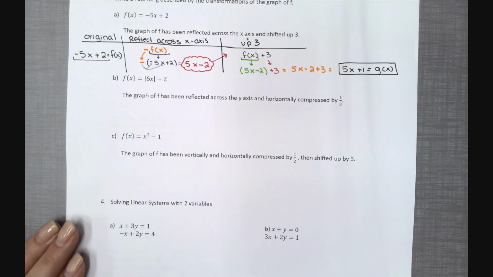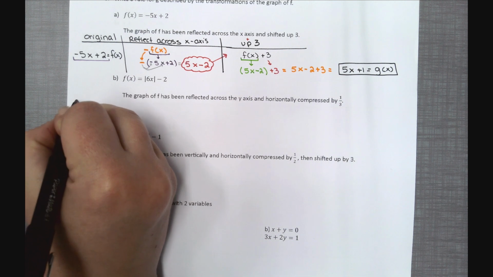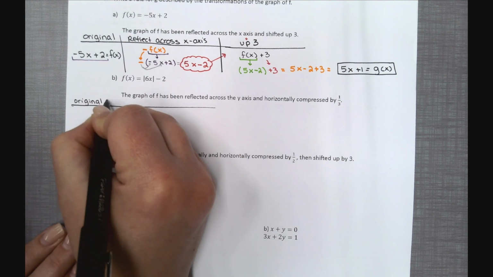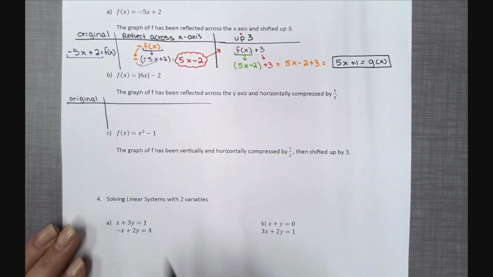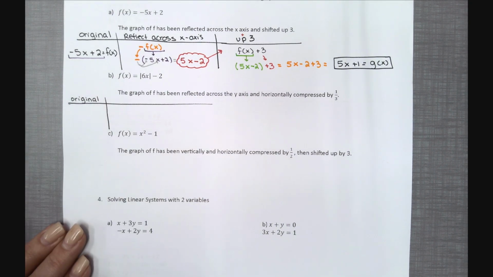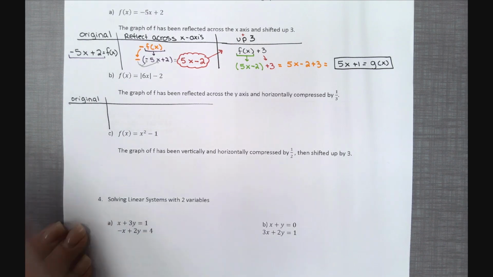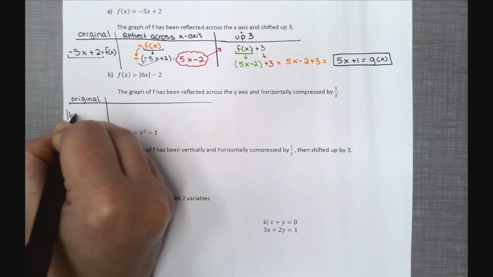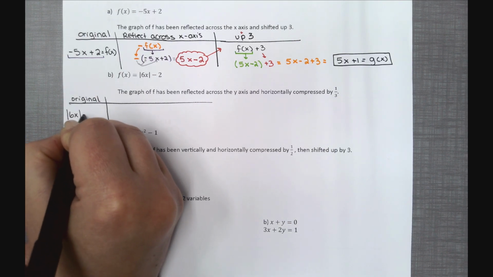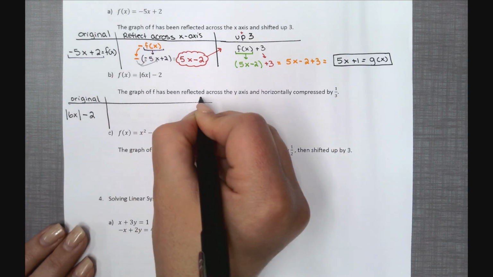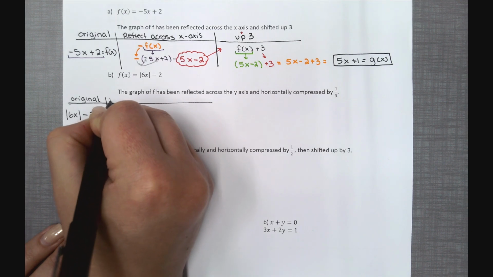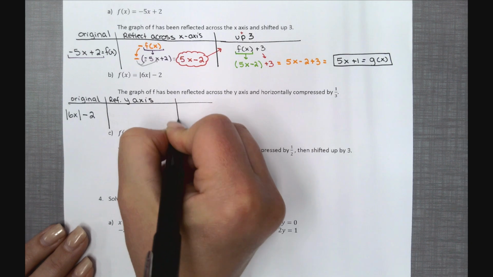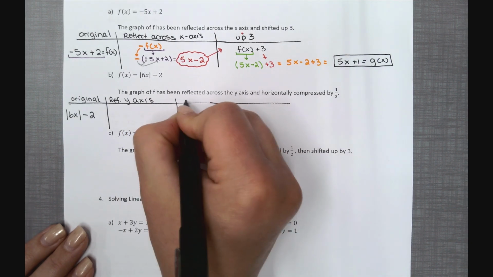All right, let's go again. B. Here's our next one, original. I really should have given you a lot more space for this. I apologize for that. If you want to use a separate sheet of paper and attach that as part of your work, you are more than welcome to. Original is absolute value of 6x, close the absolute value, minus 2. The graph of f has been reflected across the y-axis and has horizontally compressed by 1/3.